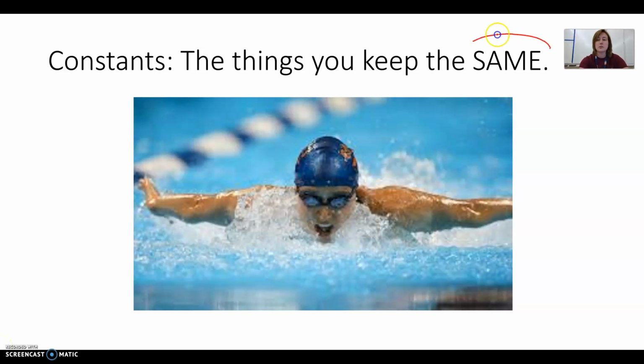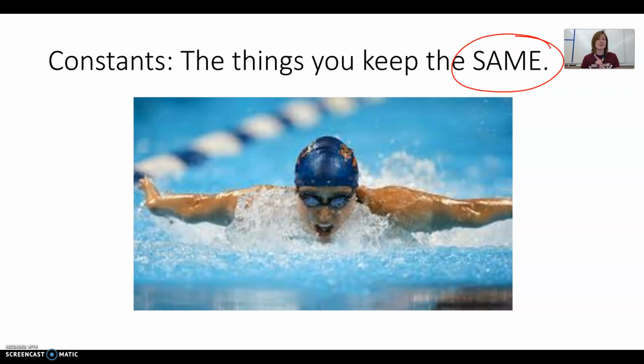These are the things you keep the same, and they are so important because if you change too many things at once in an experiment, you totally mess up your results. In fact, you can only change one thing at a time. And that one thing you change is the independent variable. So in our swimming experiment, we're only going to change whether the pool has syrup in it or water in it. That's our independent variable.